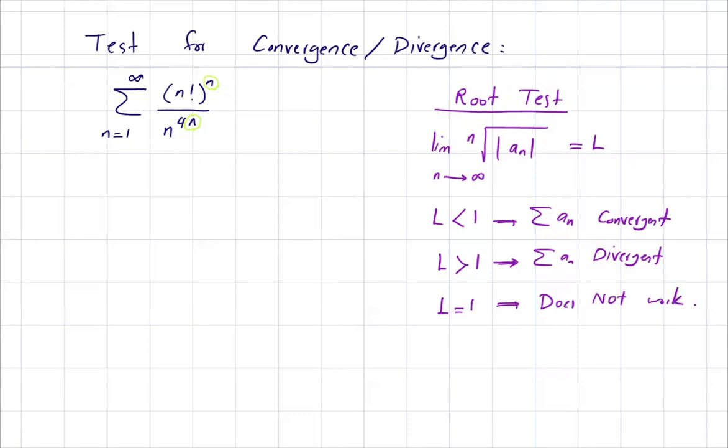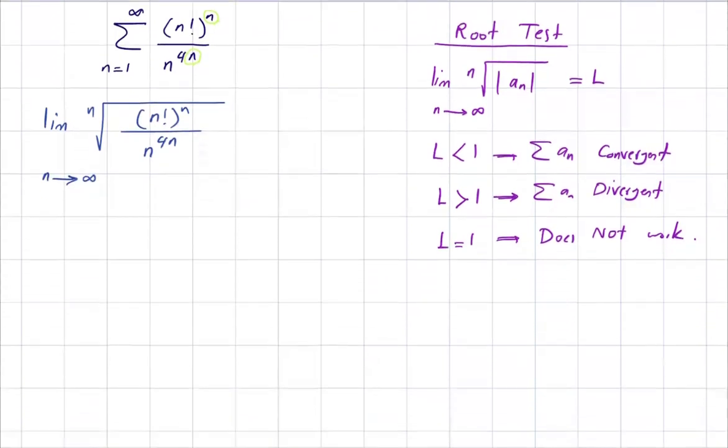Very good. So let us begin. We are finding the limit of the nth root of the absolute value. You don't have any negative numbers here, so you can basically get rid of the absolute value. N factorial to power n divided by n to power 4n as n goes to infinity. Well, what's the meaning of this? It means that you're finding the limit of n factorial to power n divided by n to power 4n, raised to power 1 over n.